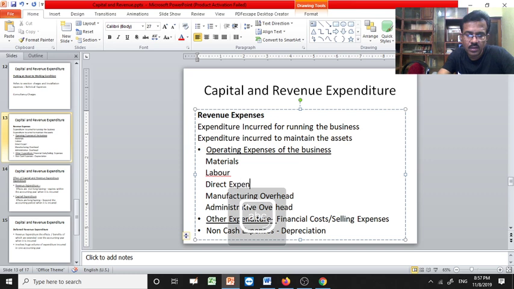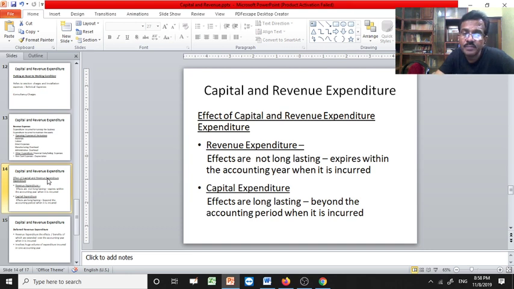Okay, then you have manufacturing overhead and administrative overhead. Then you also have some other expenses like financial cost or selling expenses, and also the non-cash expenses, which is depreciation. So this is the revenue expenses. The effect of revenue expenses is actually not lasting. It expires within the accounting year when it is incurred. The benefit that you get out of a revenue expenditure does not last for more than a year, so it is charged off in the particular year of expenditure.